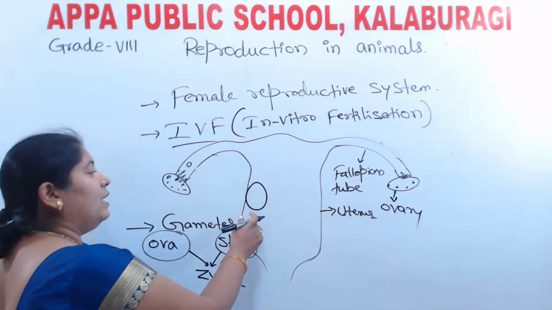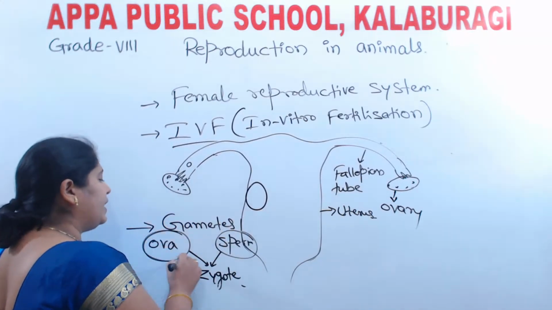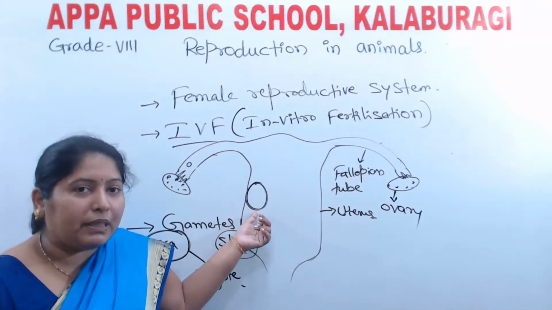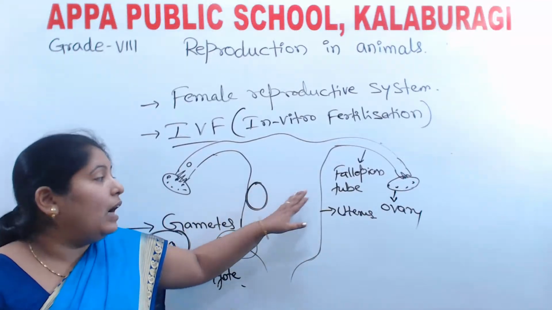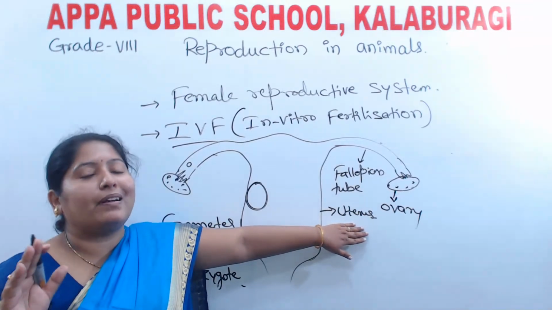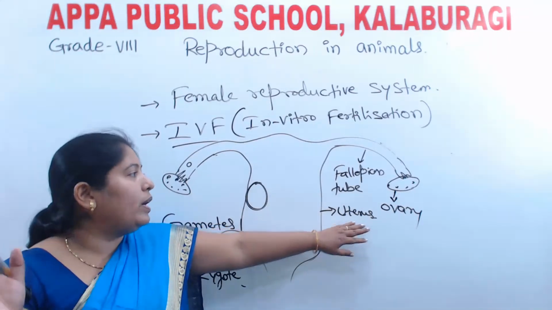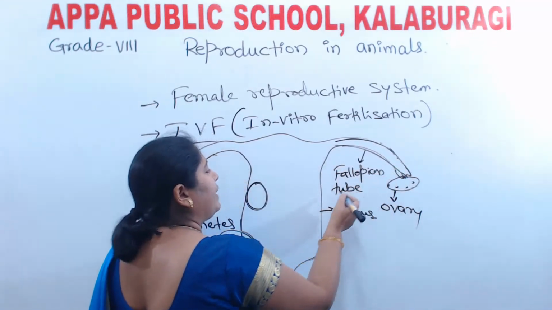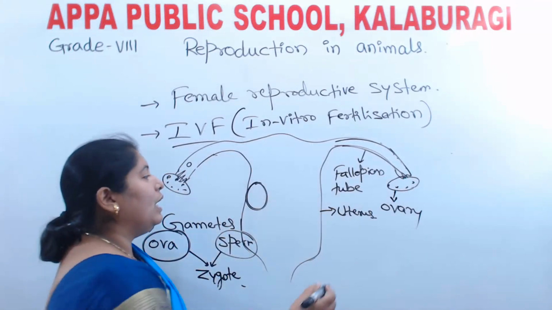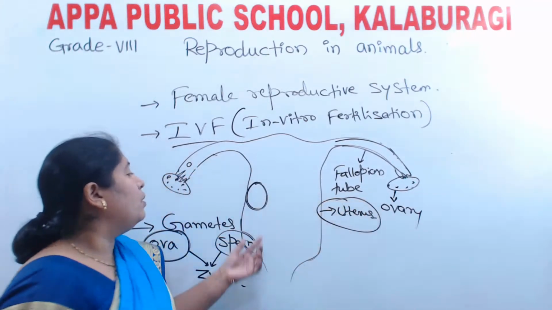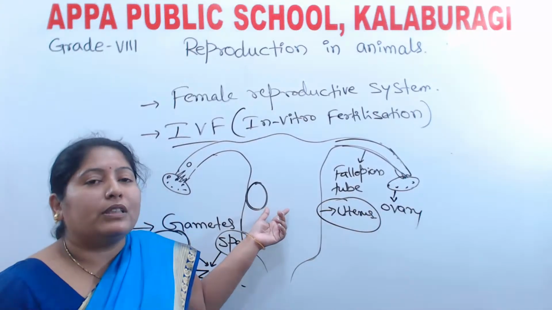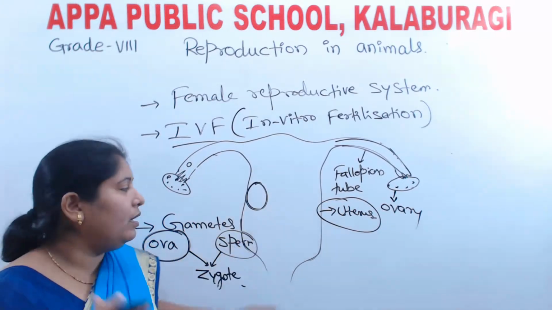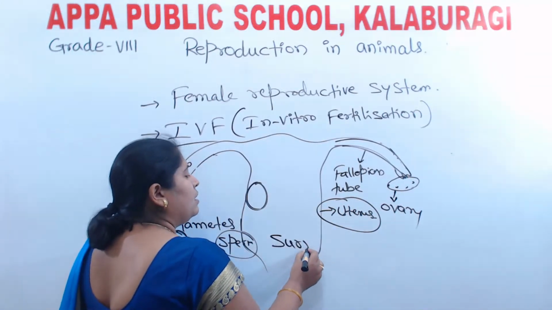One more thing, to the same mother from whom we have taken the ova, we are going to implant that zygote back into the uterus of the same mother, I said. This is when her uterus is functioning properly, right? Only if the problem is with respect to the fallopian tube can we go for this process. If at all her uterus is not fit to allow the growth of the embryo inside it, then again we have to go for the next process, that is nothing but a surrogate mother.